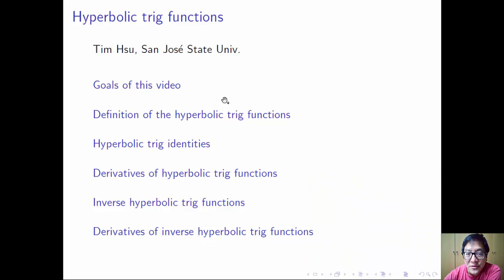So after talking about the goals of this video, we'll talk about the hyperbolic trig functions, some identities about them and their derivatives, and the same for the inverse hyperbolic trig functions.